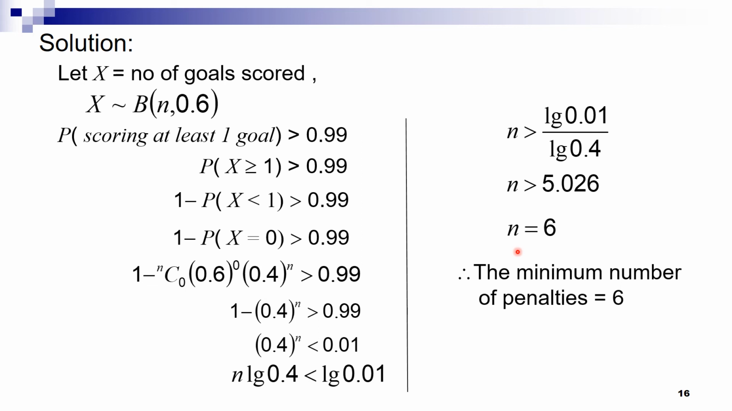Okay, notice that when you write down the solution for n in terms of log 0.01 divided by log 0.4, please do not evaluate the value. Remain as it is because log 0.01 is already a number. Similarly, log 0.4 is a number. You don't have to evaluate. Okay, that's all.